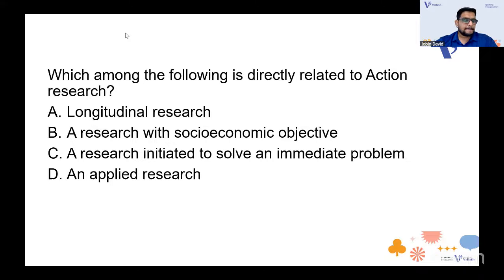So which is the answer for this, guys? Is it option A, option B, option C, or option D? A research initiated to solve an immediate problem. That is the answer. C is the answer. Very good. So that is the one that is directly related to action research. A research initiated to solve an immediate problem.